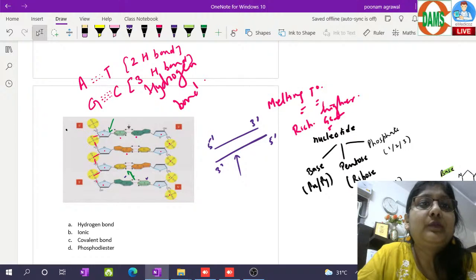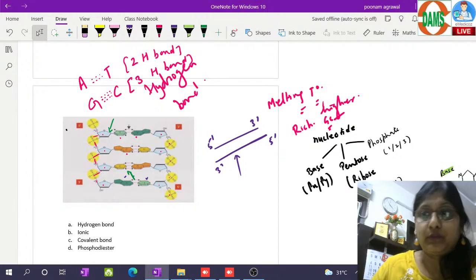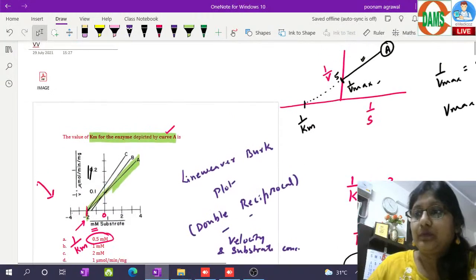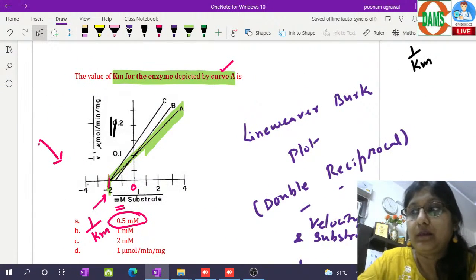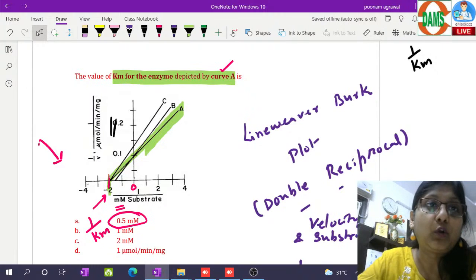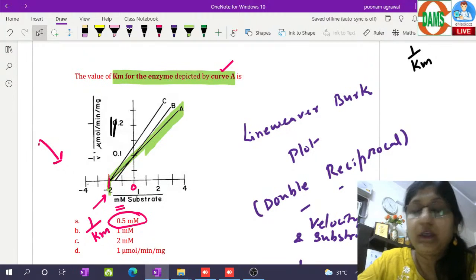Right. Amit Kumar wants to know how to identify competitive and non-competitive inhibitors on the Lineweaver-Burk plot. Amit Kumar, your question is very good. Certainly, I will be taking that question. So this is the Lineweaver-Burk plot, and Amit Kumar wants to know how competitive, non-competitive and uncompetitive inhibitors are going to have their impact on the Lineweaver-Burk plot, and how to identify them. Great question. I will be taking that question of yours now. Anybody else?